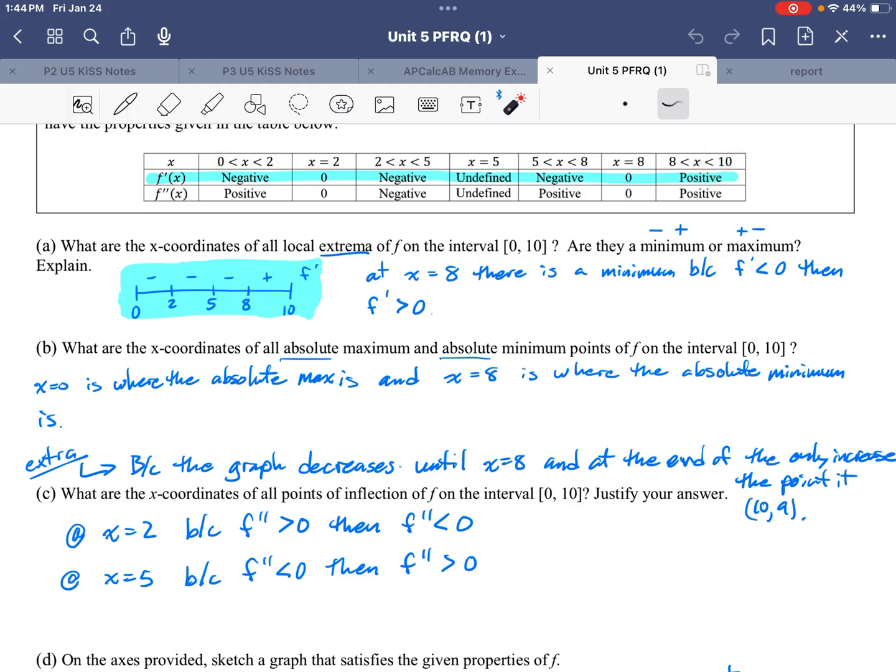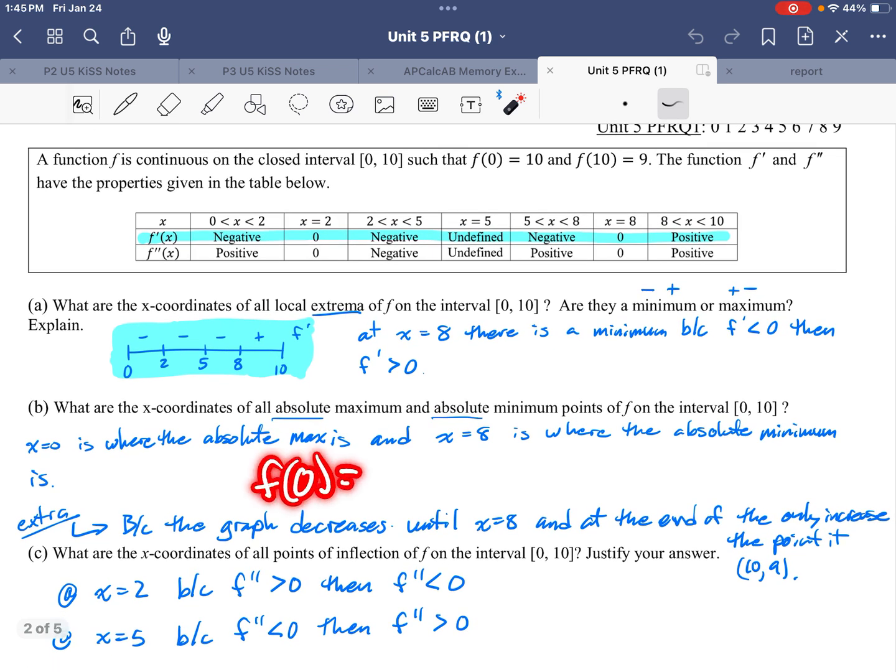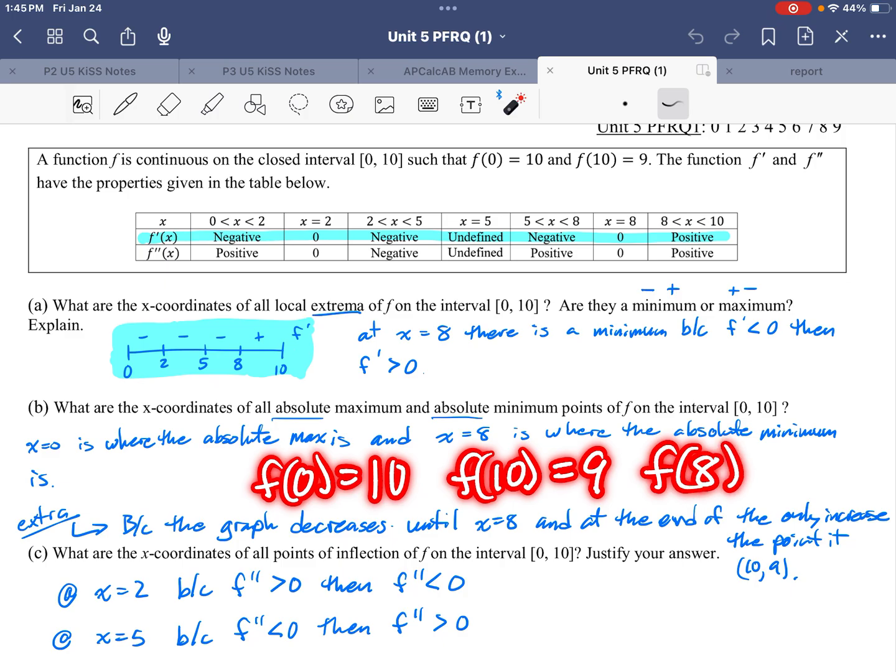So let's think about that for a second. If I scroll up here a little bit, we see at 0 we're given the value 10. At 10, we're given the value of 9, and these are endpoints. The only thing we don't know is what the value is at 8. Now, we do know that 8 is a local minimum, and we figured that out in the first one. So the question is, is it the lowest? We know it's definitely not going to be in competition for the maximum value because it's a local minimum. So either 10 or 9 is our maximum value, and obviously it's 10.